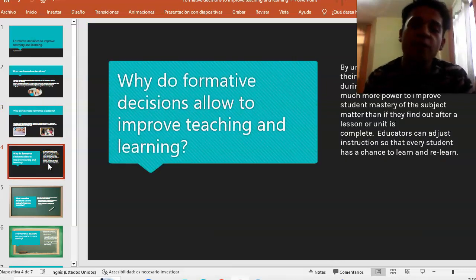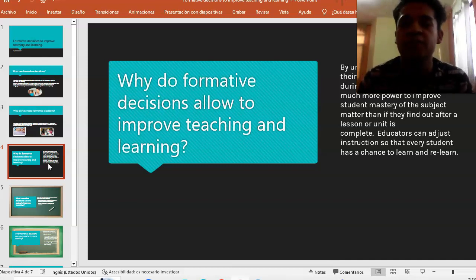Why do formative decisions allow us to improve teaching and learning? Now, by understanding exactly what their students know before and during instruction, educators have much more power to improve student mastery of the subject matter than if they find out after a lesson or unit is complete. Educators can adjust instruction so that every student has a chance to learn and relearn.